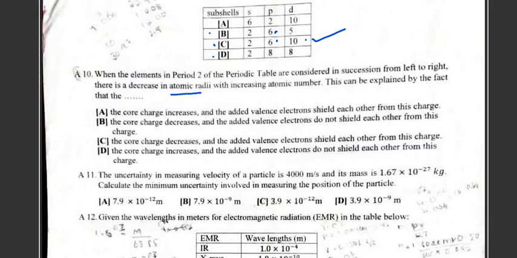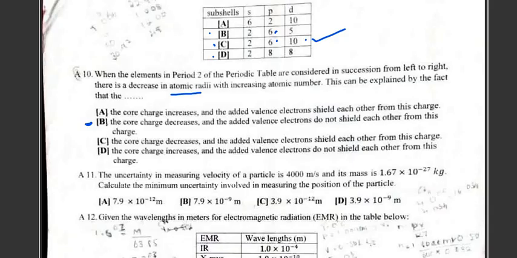So here are the options. Let's eliminate them. The first says the core charge increases and the added valence electrons shield each other from this charge. This is supposed to be opposite. Then B says the core charge decreases and the added valence electrons do not shield each other from this charge. This is partially true, but let's look for something more suitable. The core charge decreases, that's true.